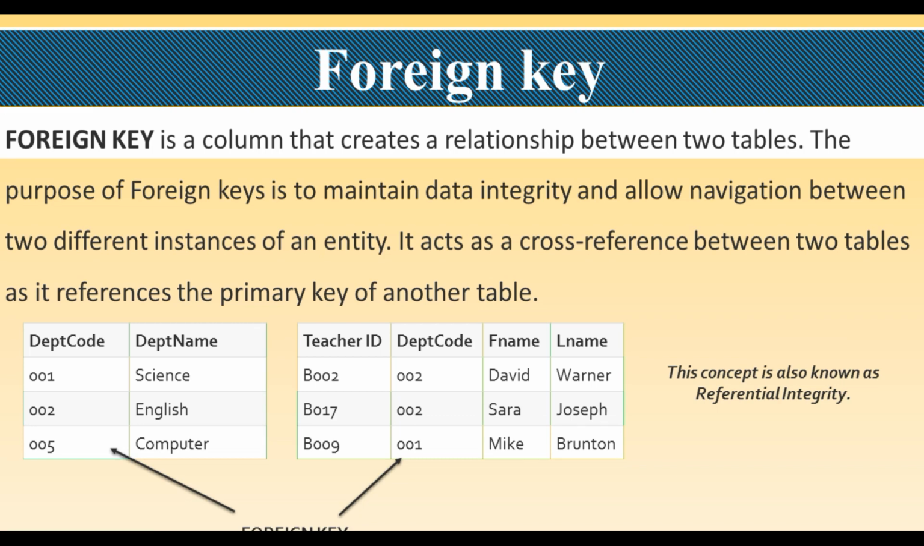So now we are talking about the foreign key. A foreign key is a column that creates the relationship between two tables. It is used for relationship. The purpose of a foreign key is to maintain data integrity. It means whatever data is stored in the first table will be reflected in the other table also. It means similarity of data, and it allows navigation between two different instances of an entity also. It acts as a cross reference between two tables, as a reference from a primary key to another key.